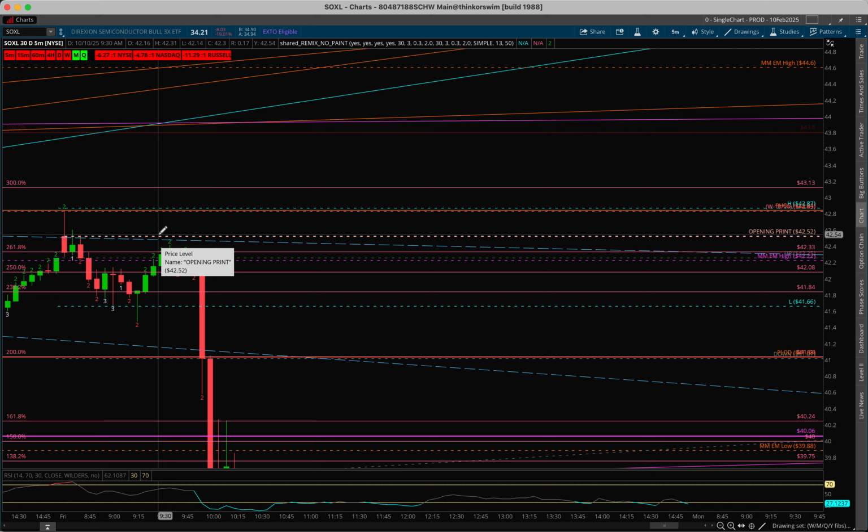If you're not familiar with this channel, the general rules are we look for lower highs underneath opening print to get into puts, and we look for higher lows above opening print to get into calls, especially at the beginning of the day, right? This is more of a scalping perspective. So we did get the lower high and the lower low, but it then got violated, and you would have been stopped out here, right?